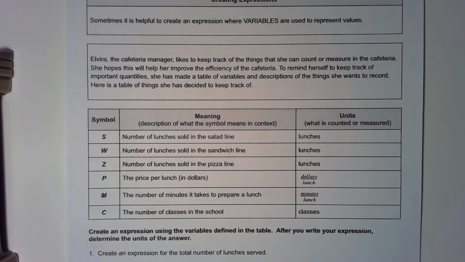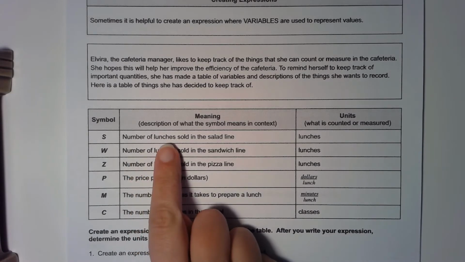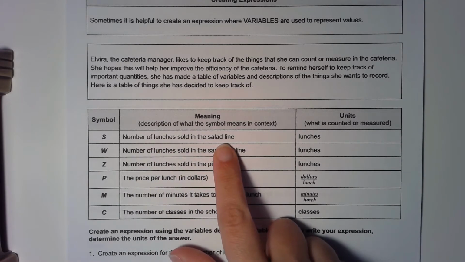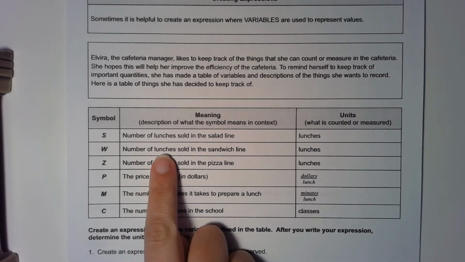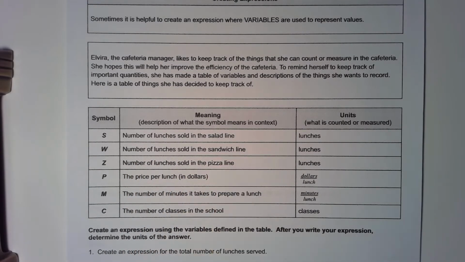Now, what we're going to do is we're going to use her variables to try to write an expression. And after we write the expression, we're going to determine the units of the answer. Let's talk about units for a second. If I'm counting the number of lunches sold in the salad line, the units would be lunches, because at the end, my answer would be like 7 lunches. The number of lunches sold in the sandwich line would also be lunches. At the end, my answer would be 25 lunches.